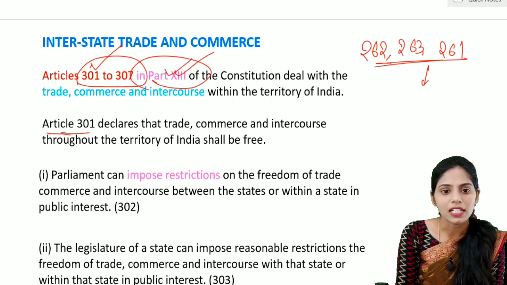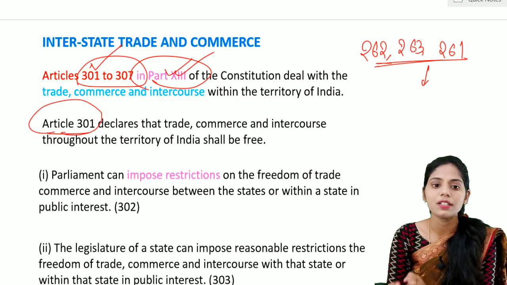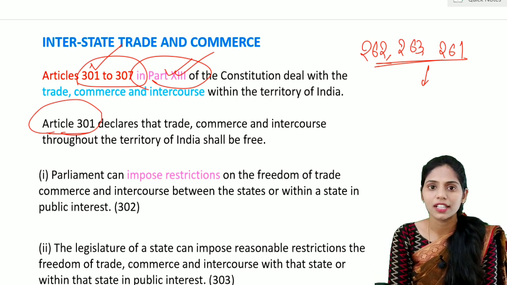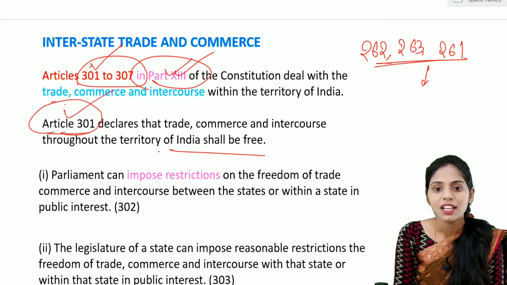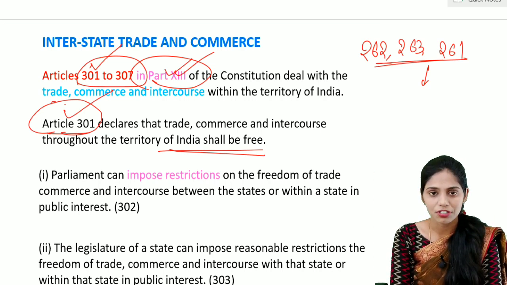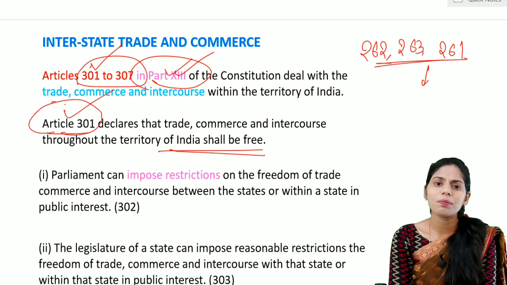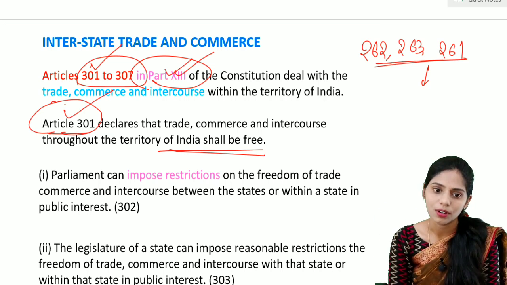Article 301 mainly declares that trade, commerce and intercourse throughout the territory of the country should be free. That means Article 301 says that the trade happening between the states and throughout the territory of the country should be free of cost. But if you see, we are paying taxes, correct, but how? So let us see the next, Article 302.